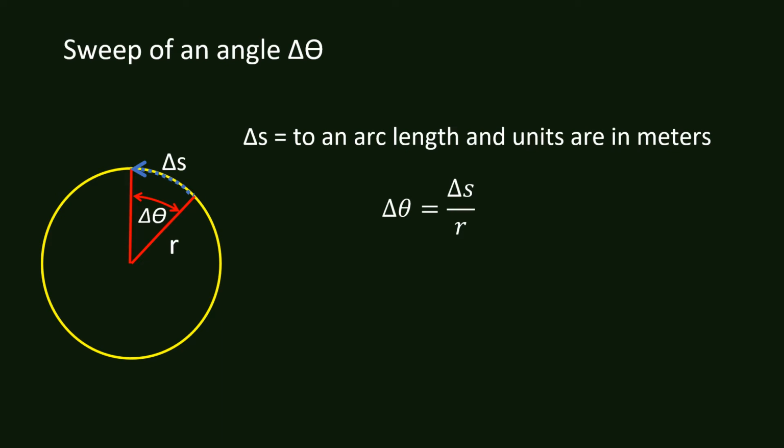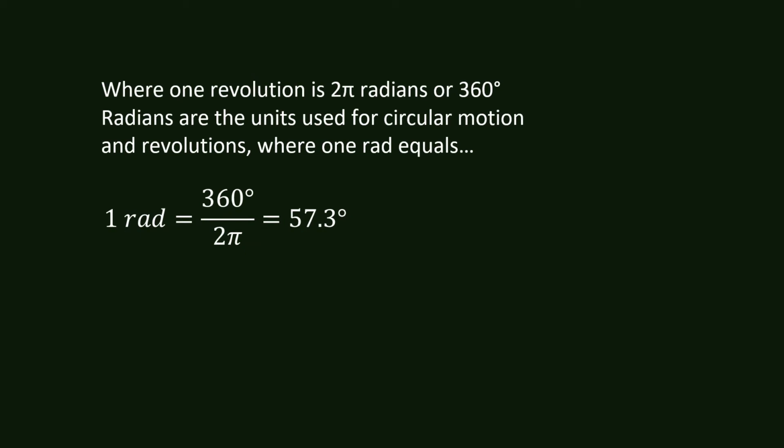So what we have is this equation right here, which is the relationship, where one revolution, 2 pi radians, is 360 degrees. Radians are the units used for circular motion, and revolutions, where 1 rad equals 57.3 degrees.